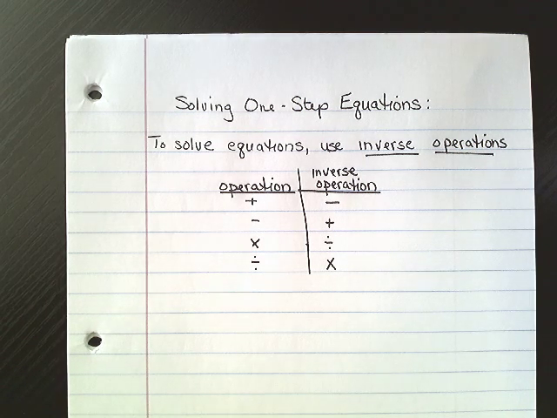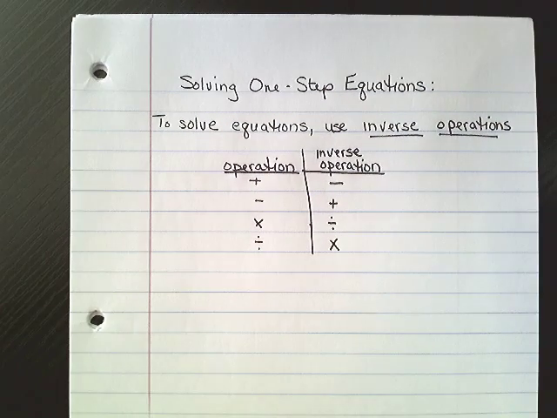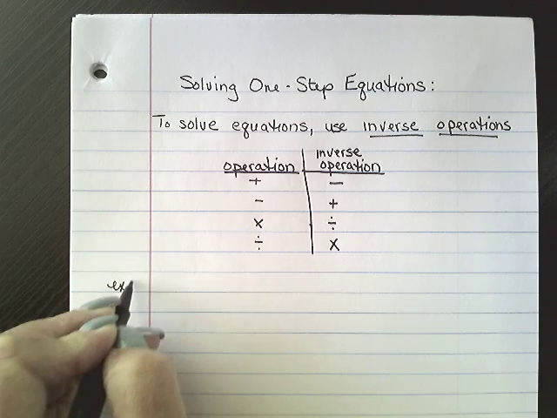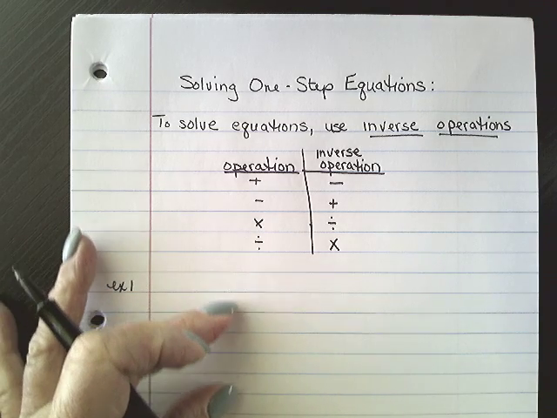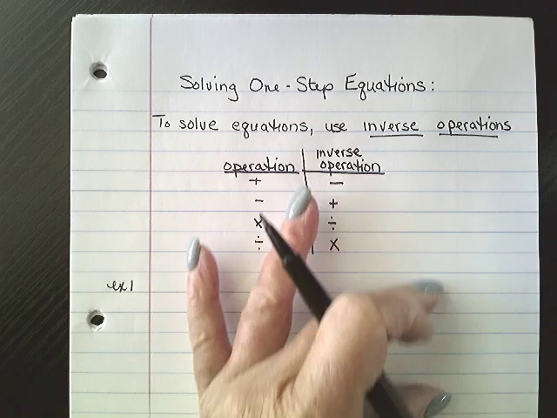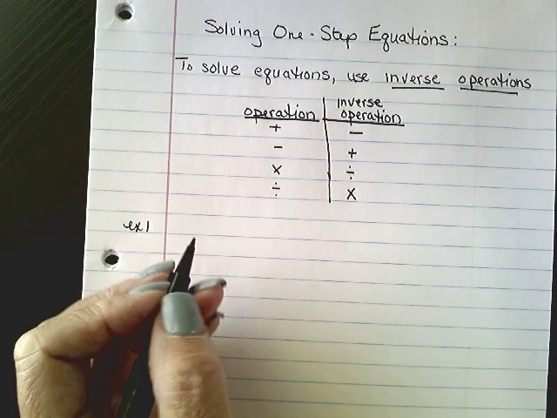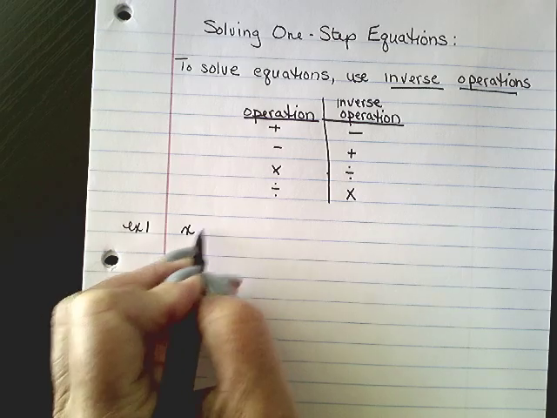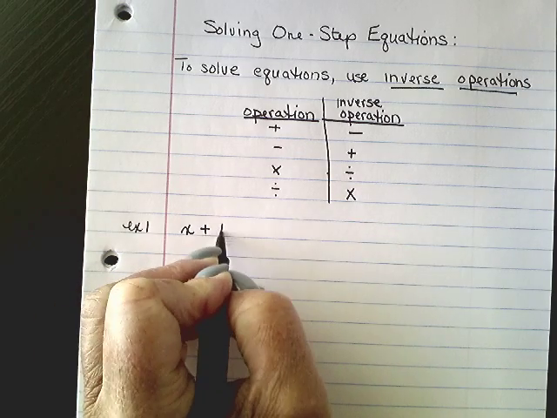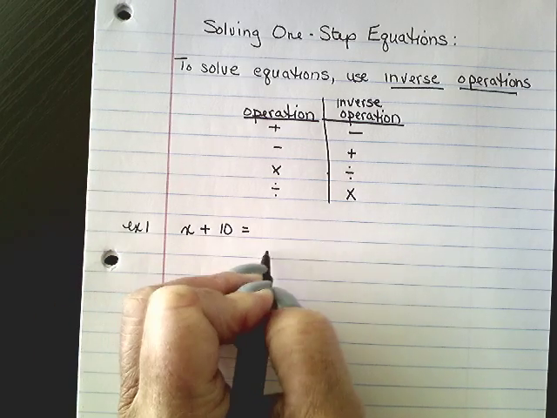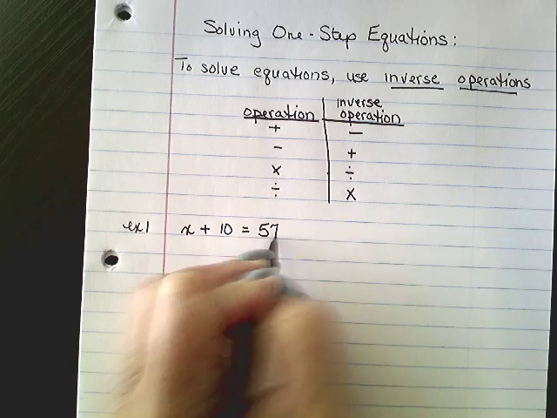But as we move on to two-step and multi-step, you're still going to be using the inverse operations, working opposite or backwards in order to solve these equations. So we're going to jump right in. I'm going to do the problem down one side, and on the other side I'm going to write the steps that we took. So our first equation is x plus 10 is equal to 57.